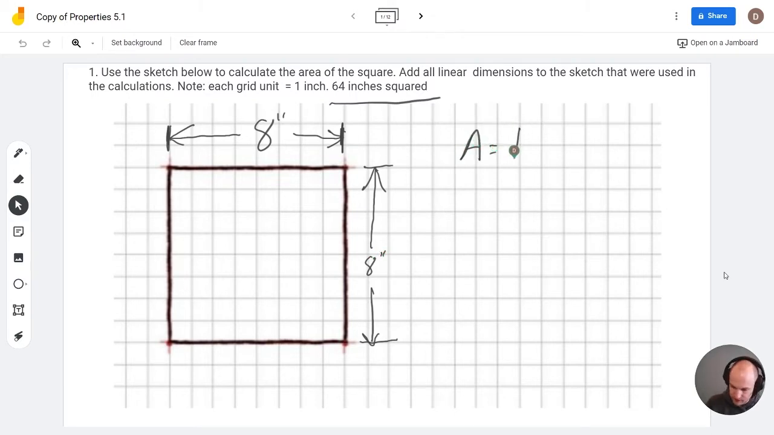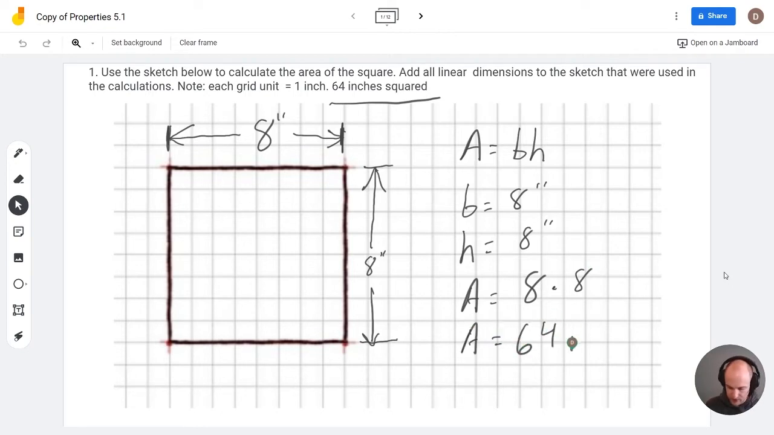You need to write the formula. Area equals base times height. Our base equals 8 inches. Our height equals 8 inches. And the area overall is 8 times 8, which is going to give us an area of 64 inches squared. So that's for number 1.